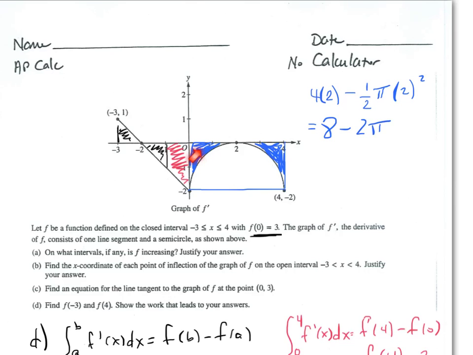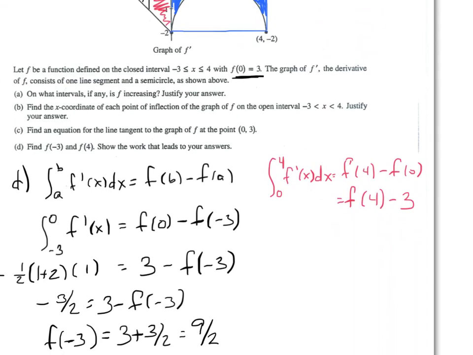Now these regions are underneath the x-axis, so we have to negate this. This is going to be negative 8 plus 2 pi. So let's put that in. Negative 8 plus 2 pi. So that means that f of 4 is equal to 2 pi minus 5, when we add 3 to both sides.